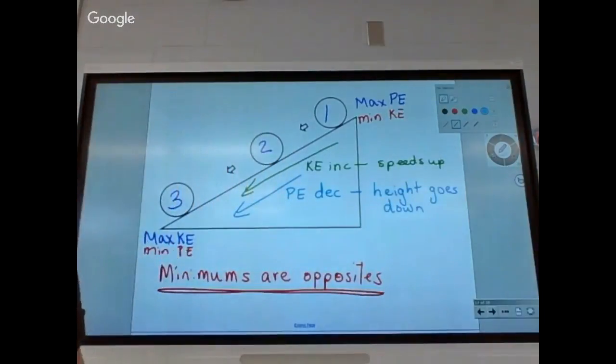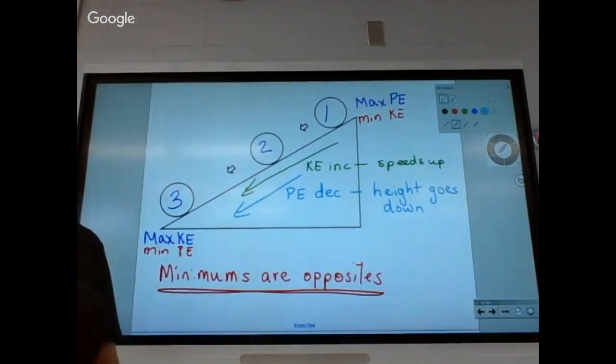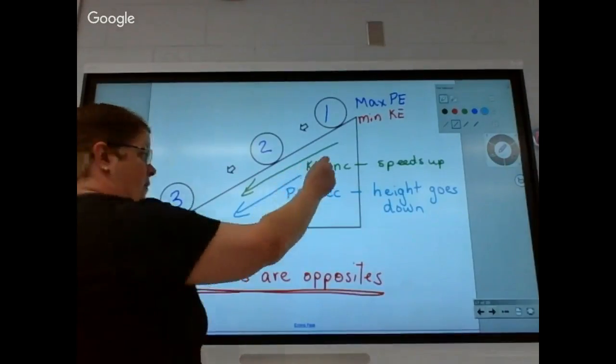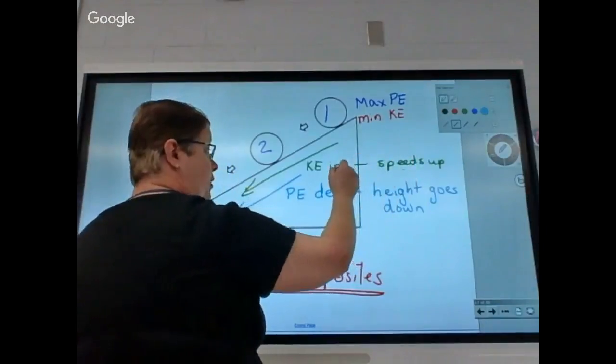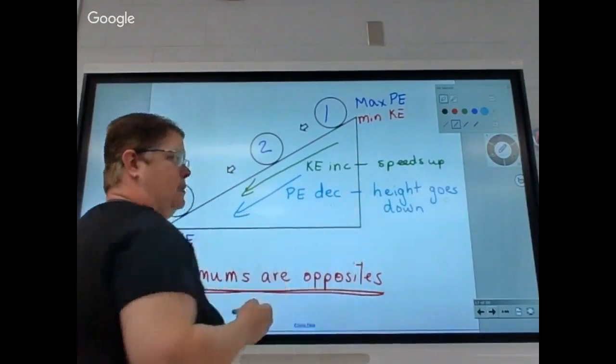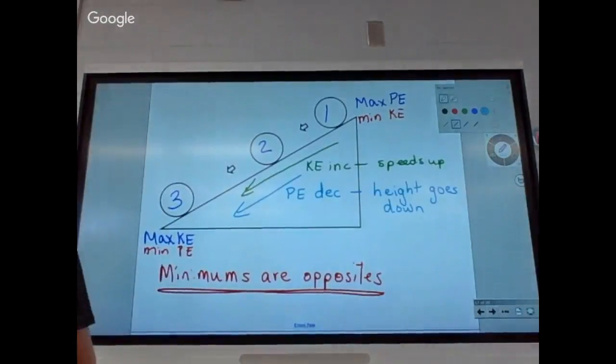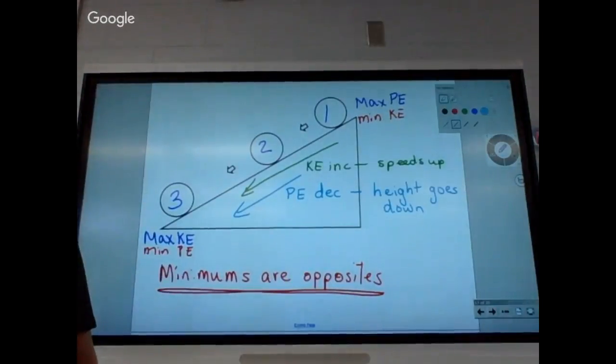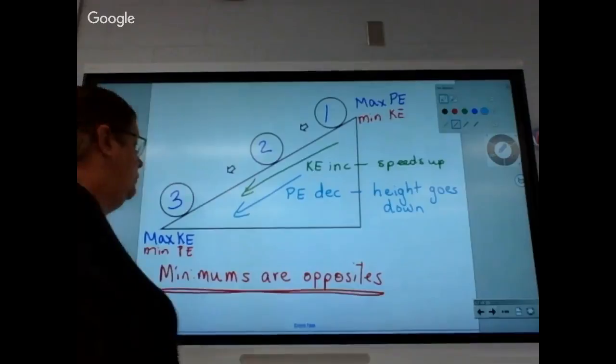If it speeds up, kinetic energy does what? If it speeds up, it increases. If the height goes down, it decreases. That's the key to understanding kinetic and potential energy. Virginia, you with me? Hope y'all are when you do the lab.